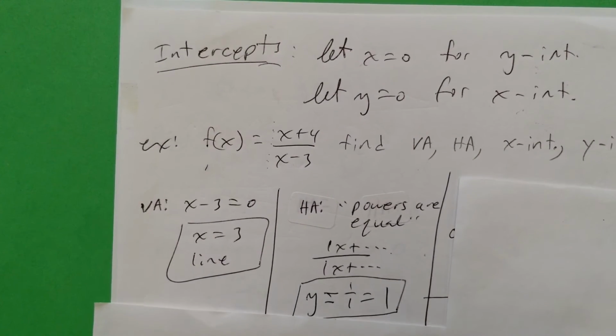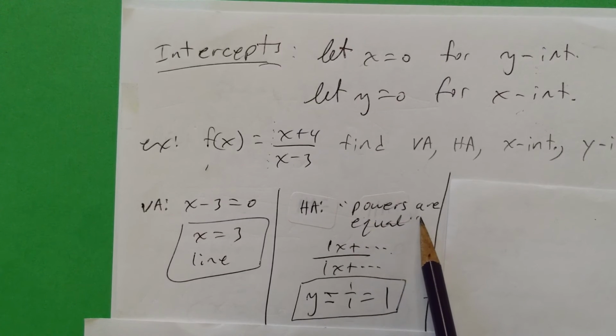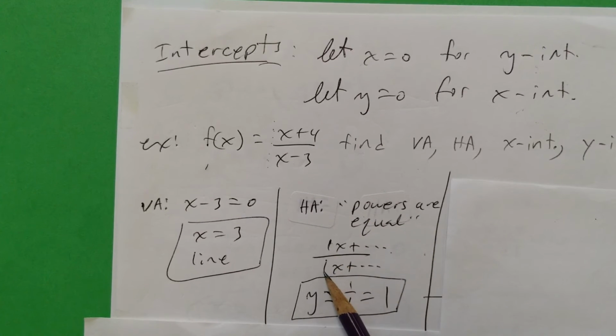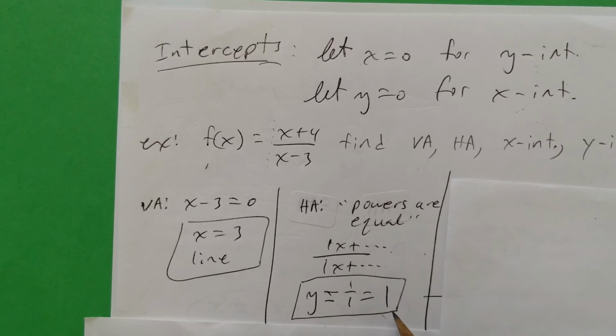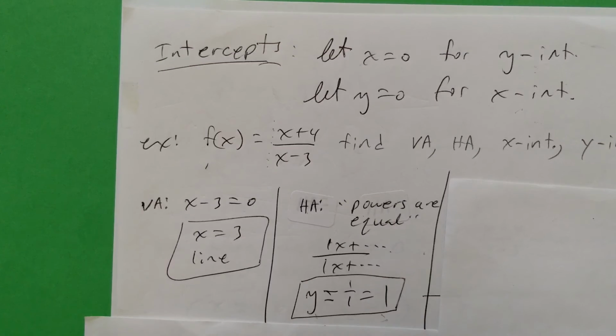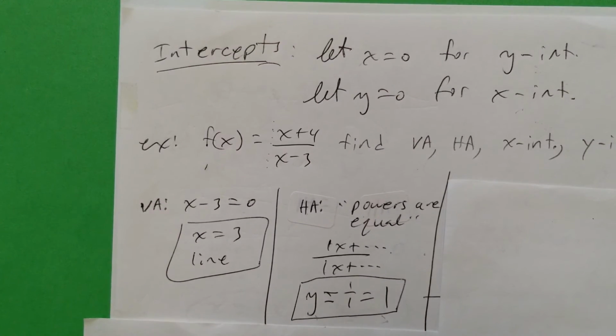I put some notes here. So the powers are equal, so you get 1 over 1, which is 1. So my horizontal asymptote is y equals 1. Done with the horizontal asymptote.